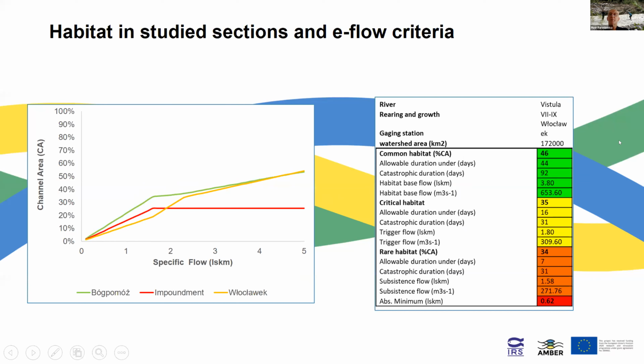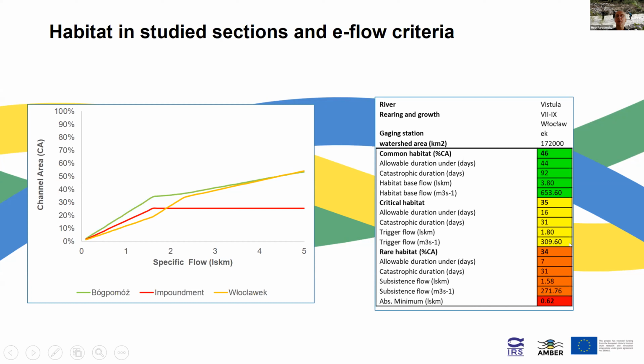Using habitat time series analysis, we also calculated the environmental flow criteria. I will not tell you all the details of it, but basically with the continuous under threshold technique, we can identify the amount of water that is defined as a subsistence flow for this area. This would be 270 cubic meters per second, where the conditions are really rarely happening in nature, and they shouldn't be happening in the future.